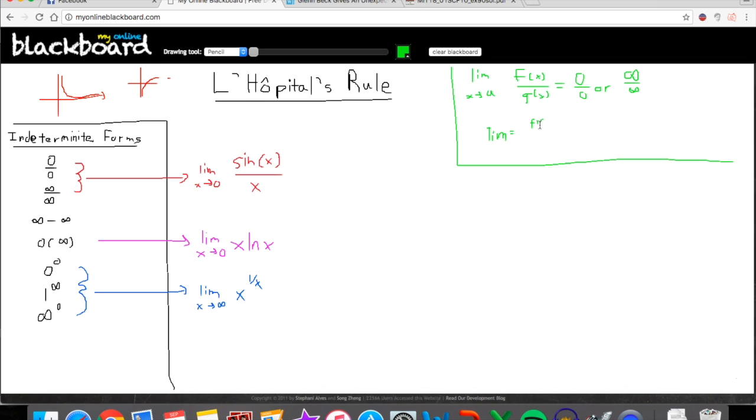Now, this is not the quotient rule. I know that's a common misconception, but you will be taking the derivative of the numerator and dividing it by the derivative of the denominator, so g prime of x. Sorry, that's a typo.